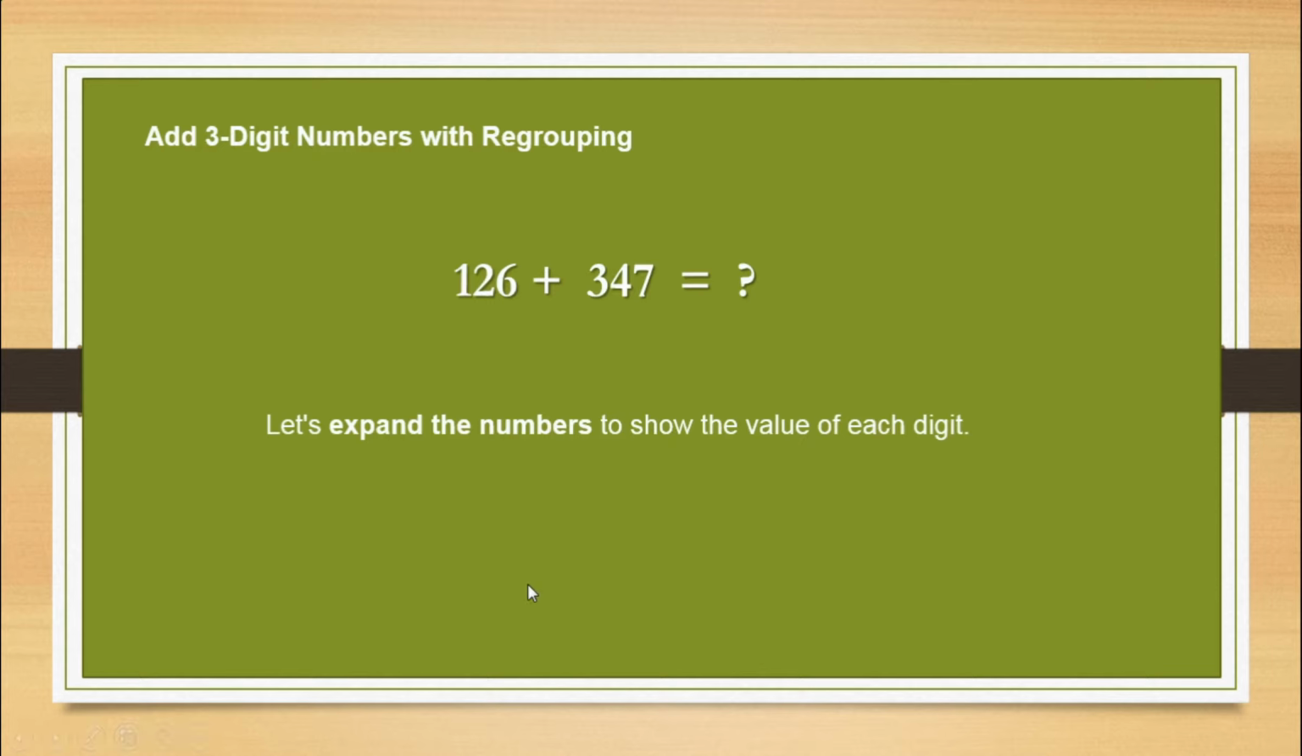Now we will see how to add 3-digit numbers with regrouping. Here the first number is 126 and the second number is 347. We have to add these numbers. Before that, we will expand the number to show the value of each digit.